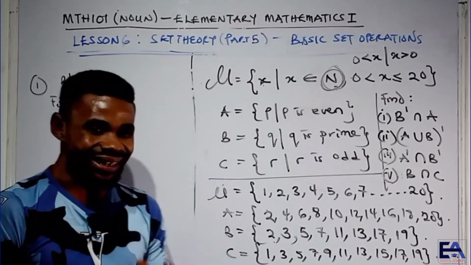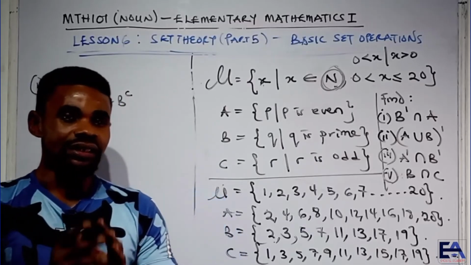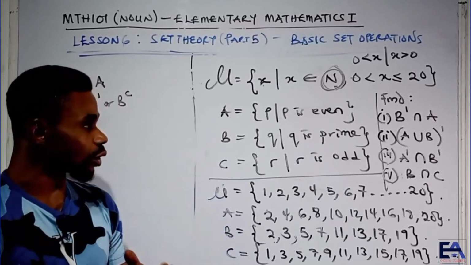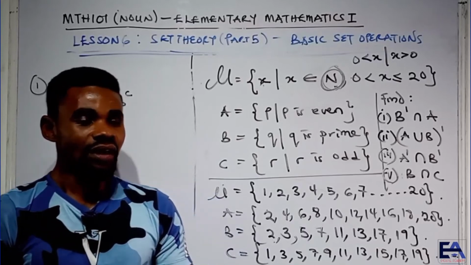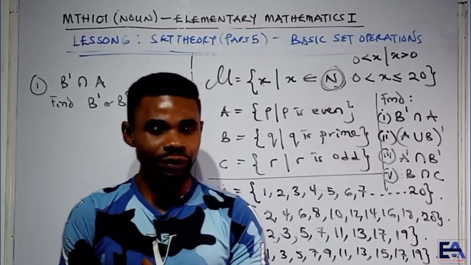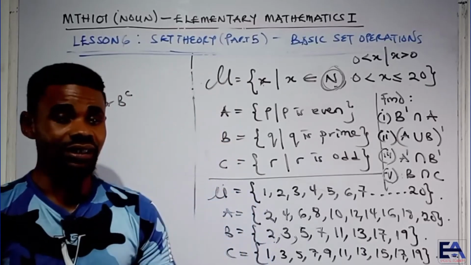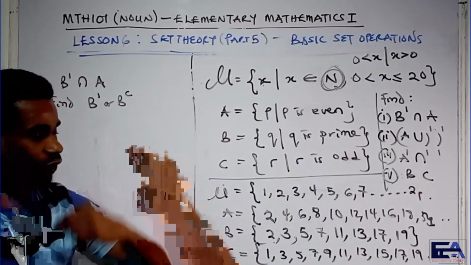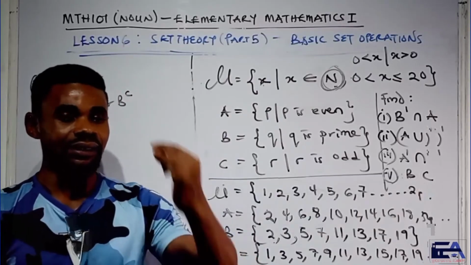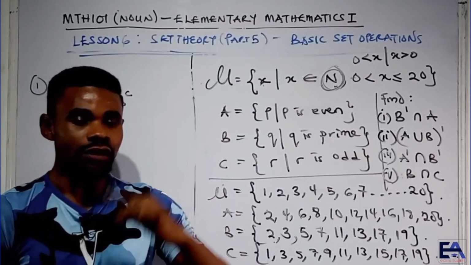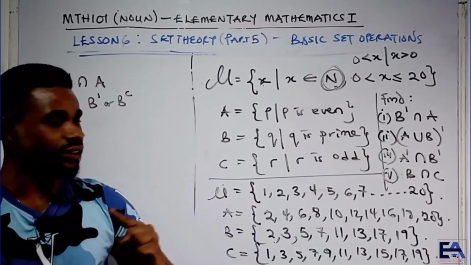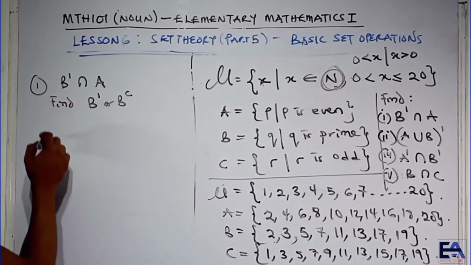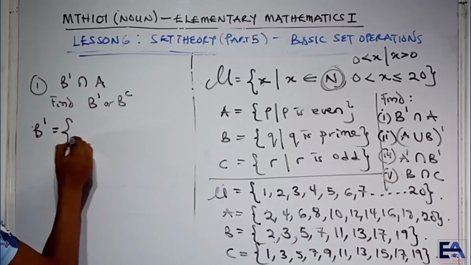Now, the complement of any set is a set of all elements that are present in the universal set but not in that set, okay? Which means the complement of set B is a set of all elements present in the universal set but not in B. The complement of A is a set of all elements present in the universal set but not in A. The complement of C is a set of all elements present in the universal set but not in C. Okay, so we want to find the complement of B first. So B complement is going to be, we check, what is B itself?